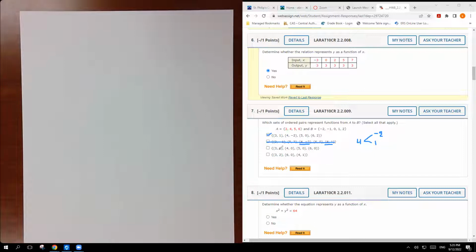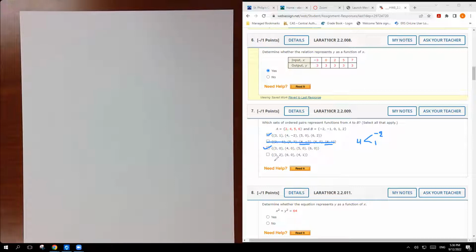The 3 goes to the 0. It's okay. 4 goes to the 0. It's okay. 5 goes to the 0. It's okay. And 6 goes to the 0. That means all the persons here go to the same place, which is 0. So this is fine. This is okay.